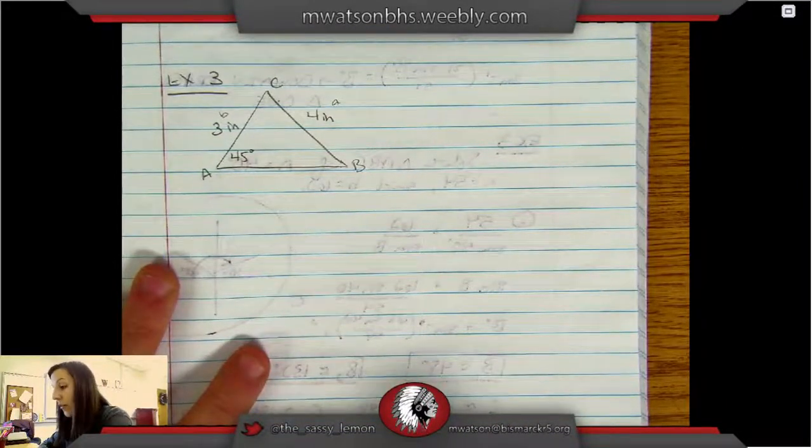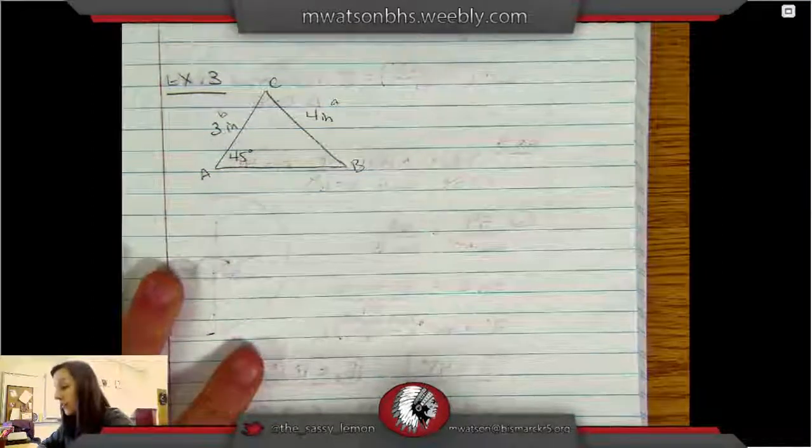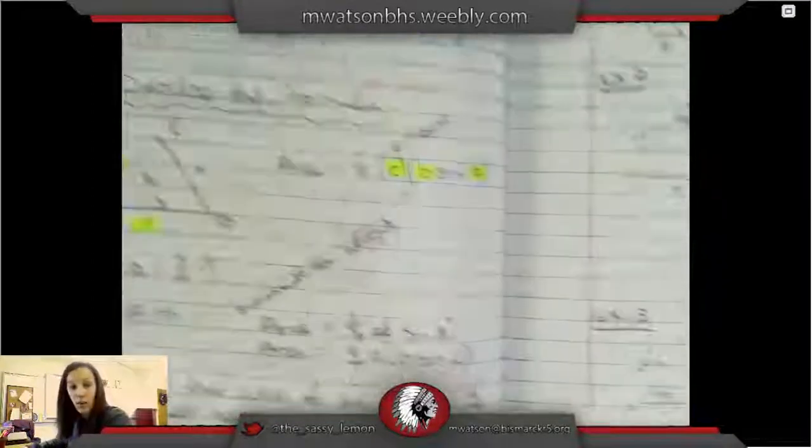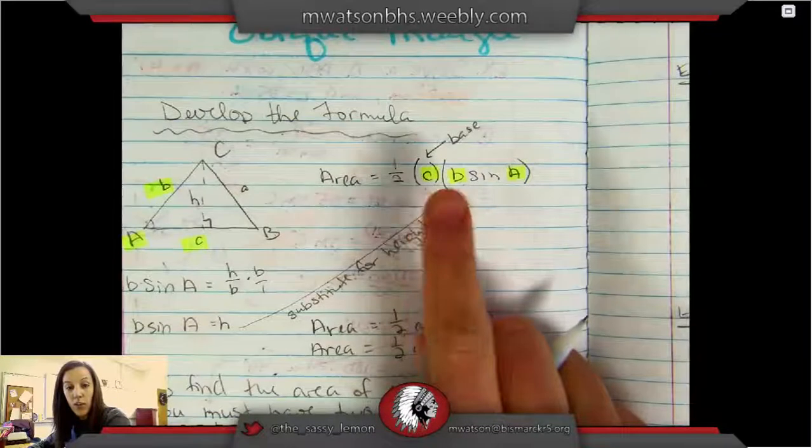side. Now, in order to find the area of an oblique triangle, we have to look at our formulas and see that we need two sides.